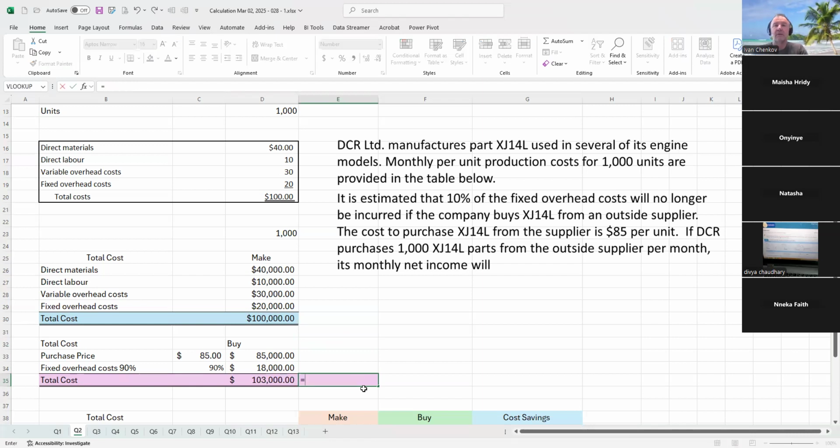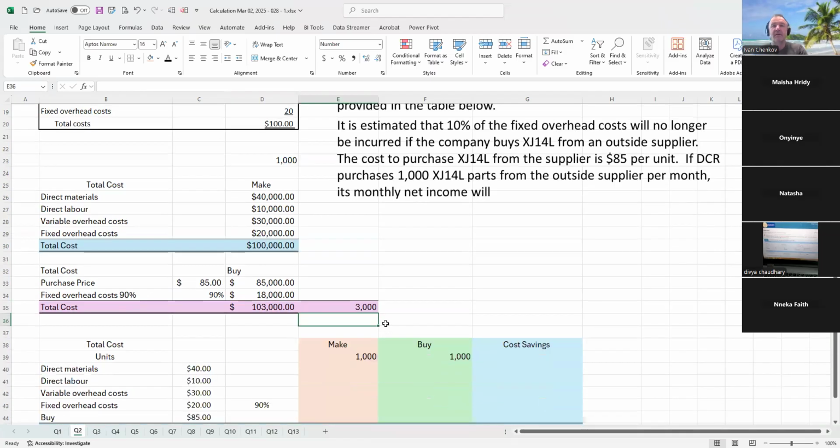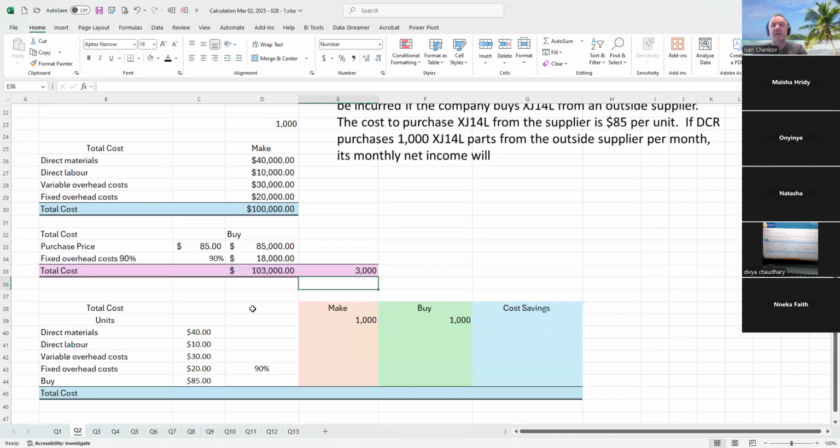$3,000. Are we overpaying or underpaying? We're overpaying. So shall we go for it or not? No, definitely no. A very strong no.